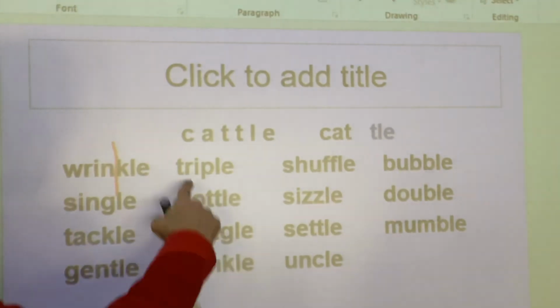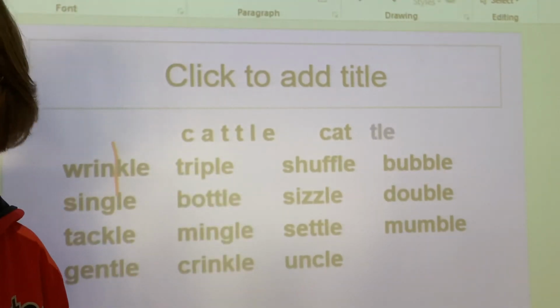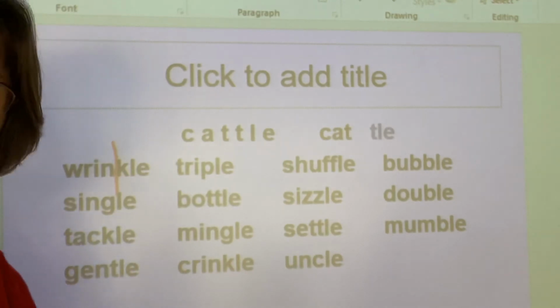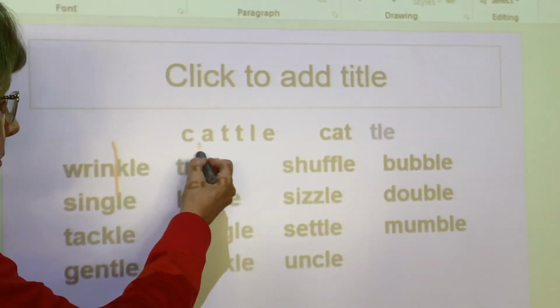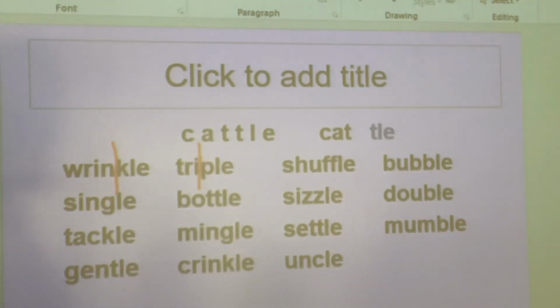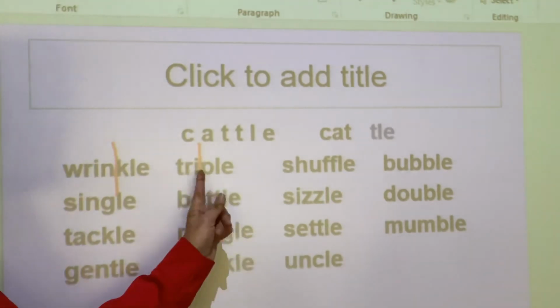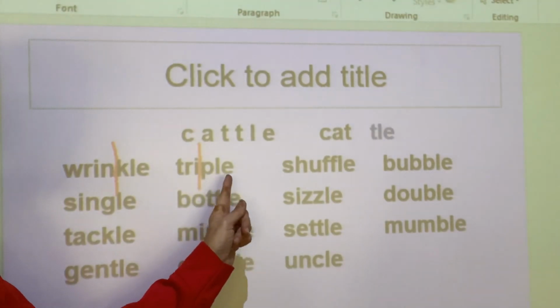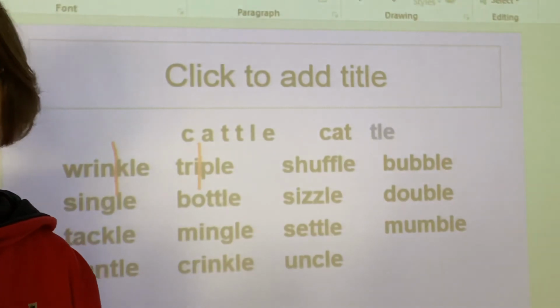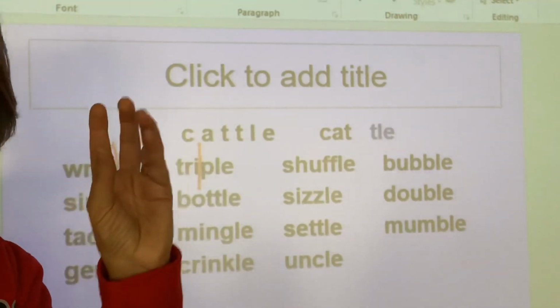Wrinkle. Triple. Triple, like he hit a triple in the baseball game. This would split between the I and the P. The P has to stay with the LE. Remember, it's a consonant LE. They have to stay together.